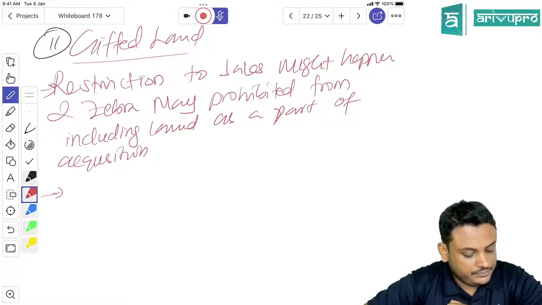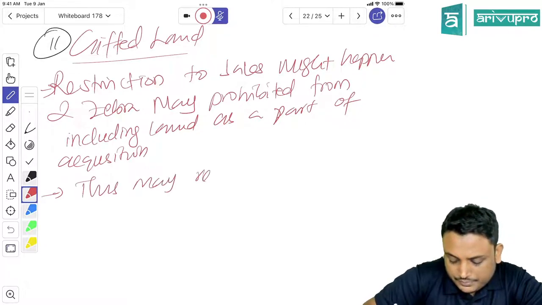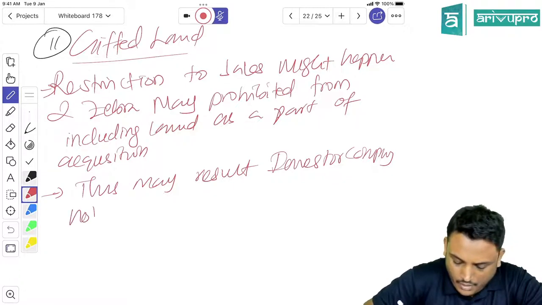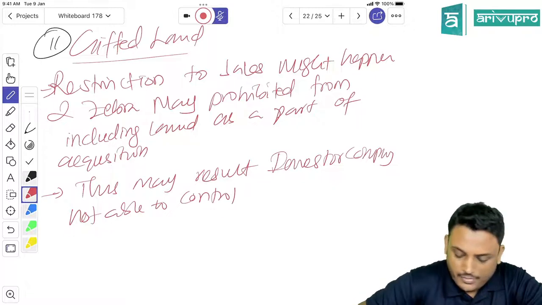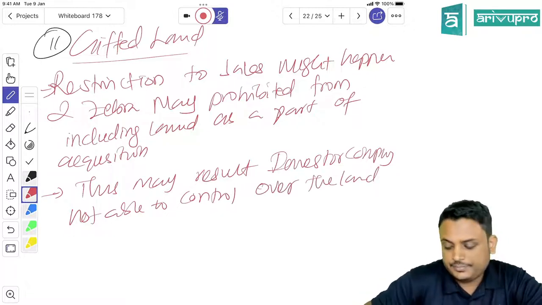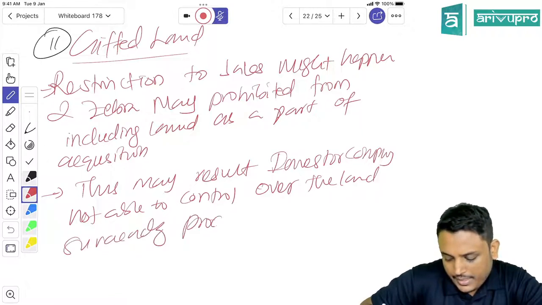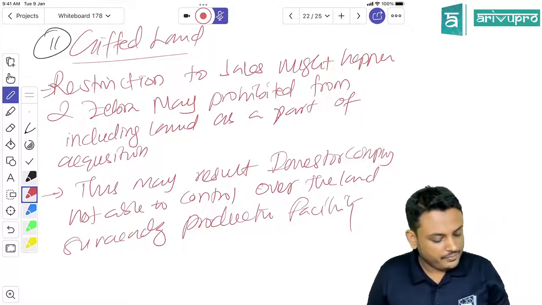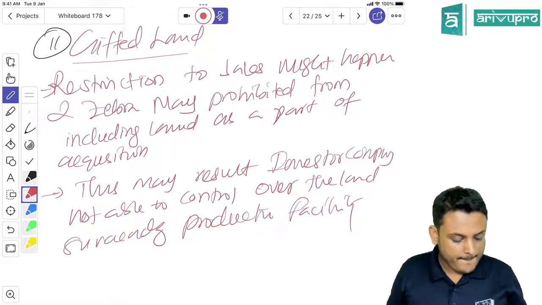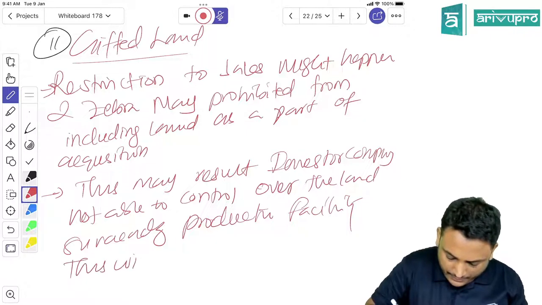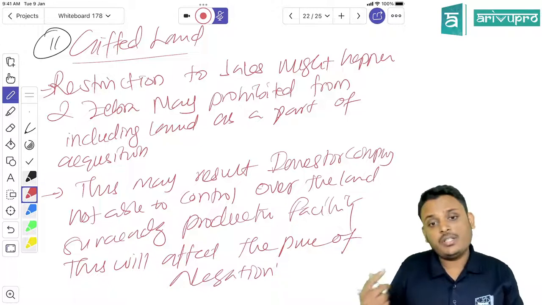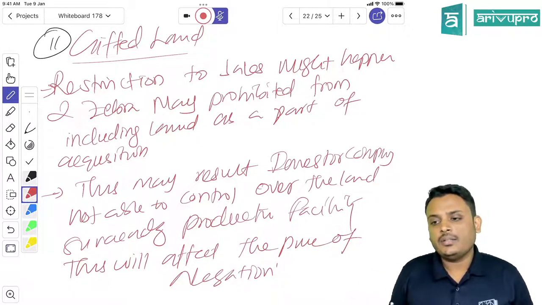Right? This may result in the investor company not being able to control the land surrounding the production facility. Right. This will affect the price of negotiation. Obviously, right, if control is not obtained, you can't pay more for it, right?